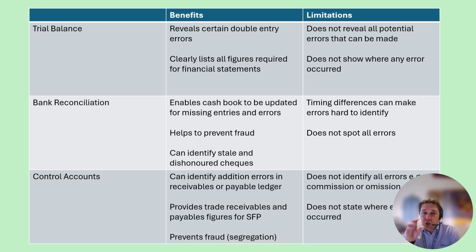As a result of that, the total will give you your trade receivables and your trade payables balance that you can use in the SFP, rather than the list of individual balances, because you wouldn't include those in your financial statements. You just put one overall value.